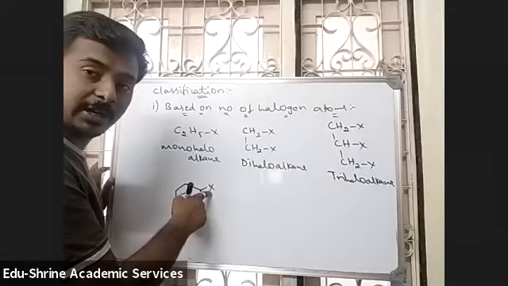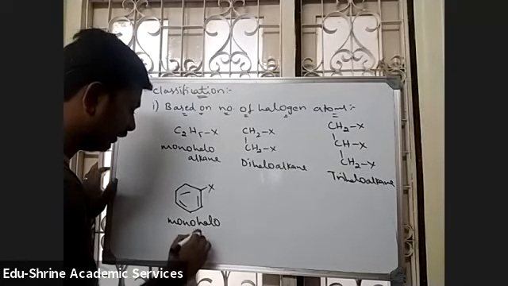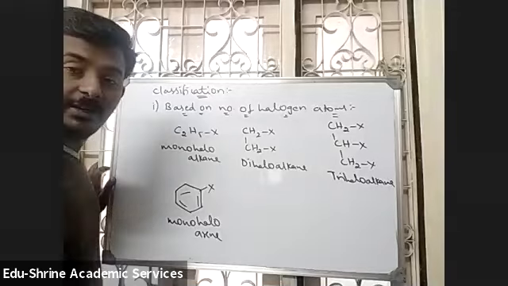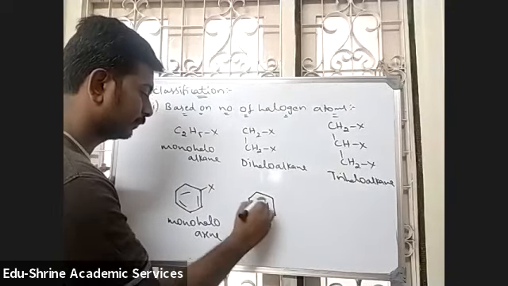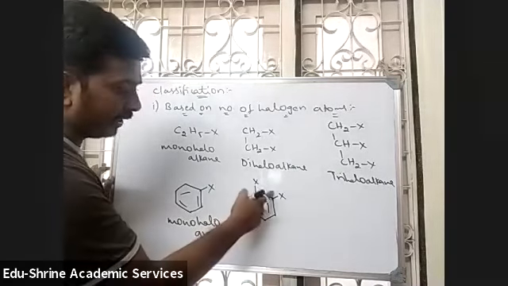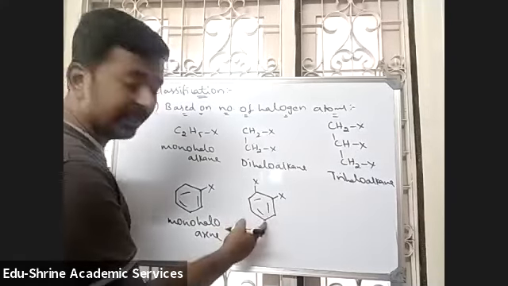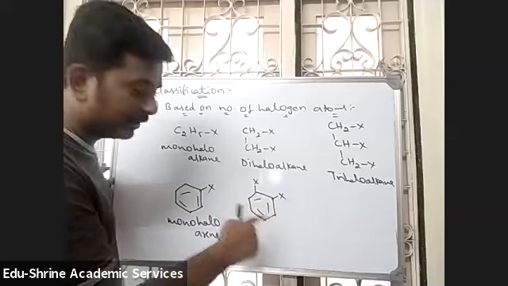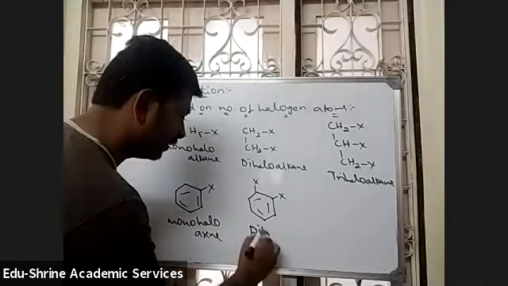It is containing only one halogen atom, so it is called monohaloarene. Here there are two halogen atoms present. It may be at 1-2 positions, that means adjacent positions, or it may be here and here, or it may be here and here. Nomenclature we'll discuss later. But as there are two halogen atoms present, I am calling it dihaloarene.